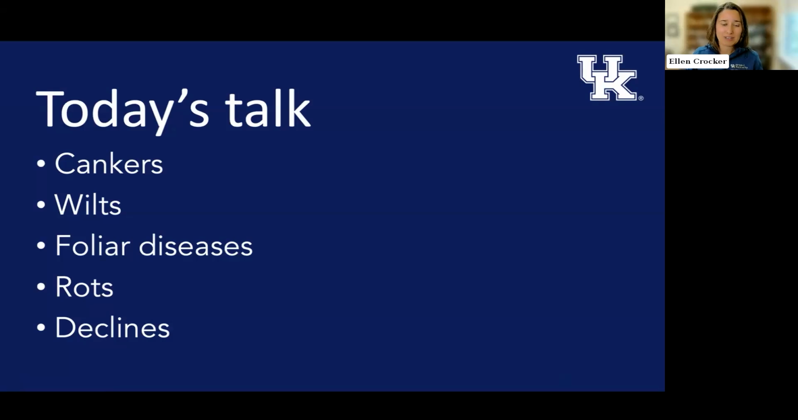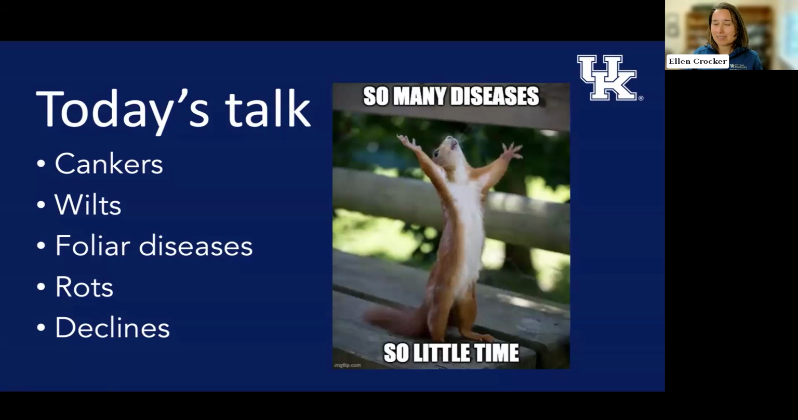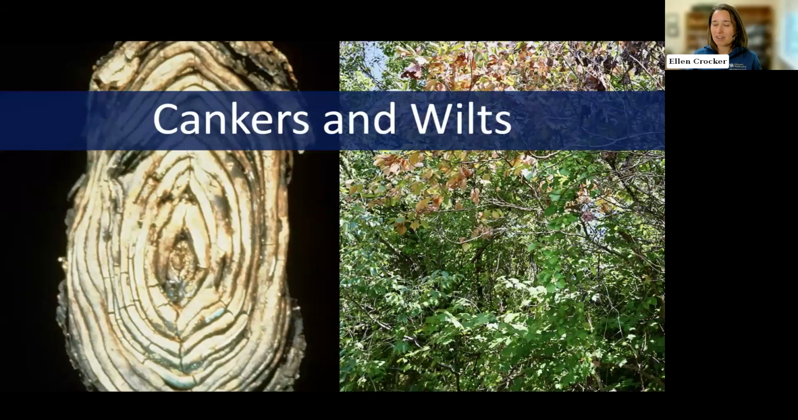So without further ado, so many diseases, so little time. Let's get started. First, I want to talk about two types of diseases, cankers and wilts. On the surface, they might look really different, because a canker might refer to something like this that's happening on the twig or the bark or the trunk, and wilt is looking at droopy leaves, wilted symptoms in the canopy of a tree.